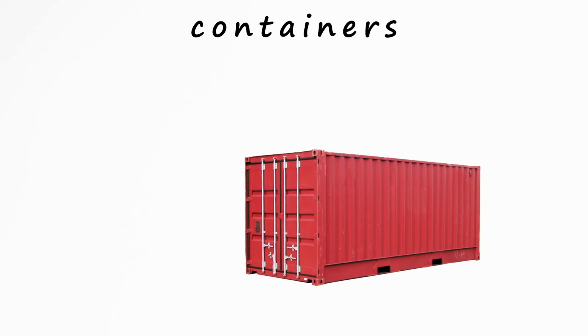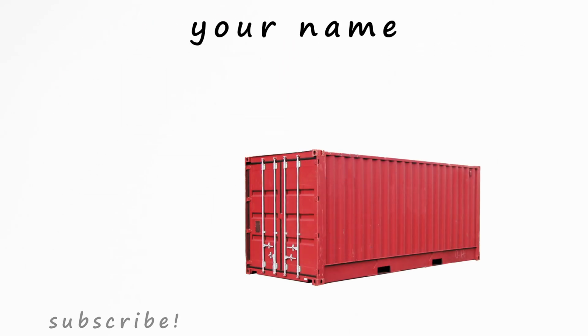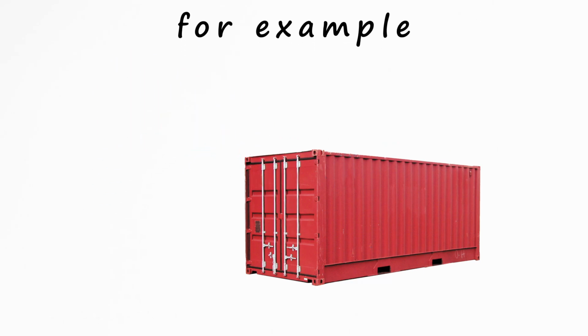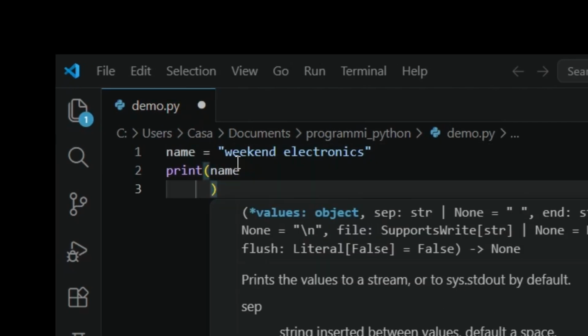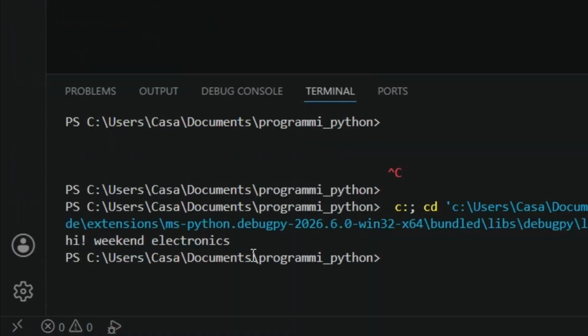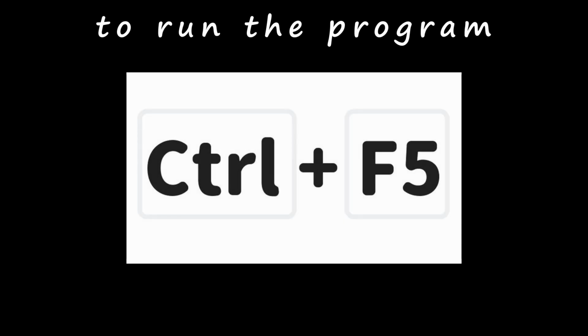Variables. Variables are like containers that store information, such as your age, your name, a temperature, or any other value. For example, we can create a variable called name and store our name inside it. Then we can print it on the screen. After writing the code, press Ctrl plus F5 to run the program.